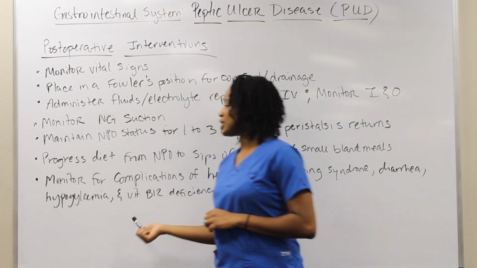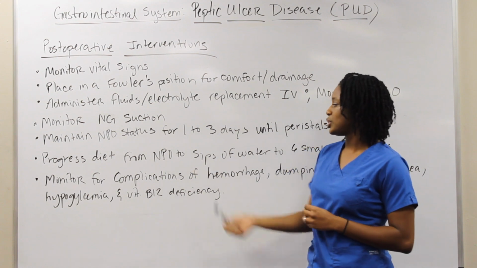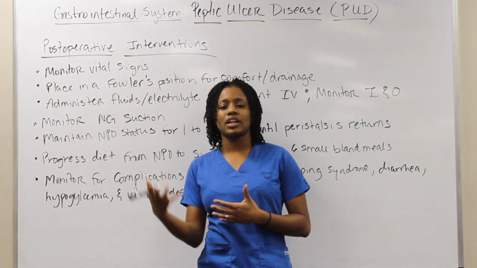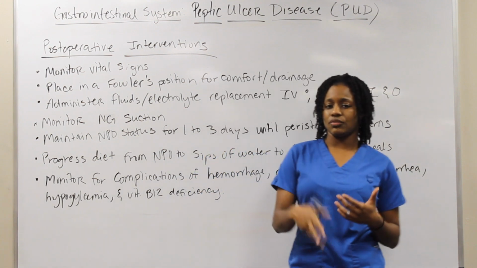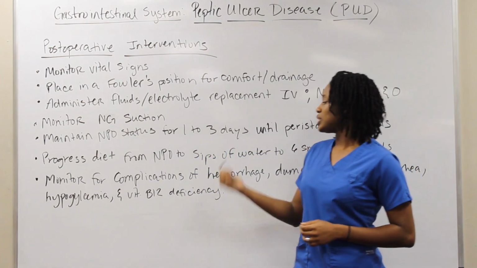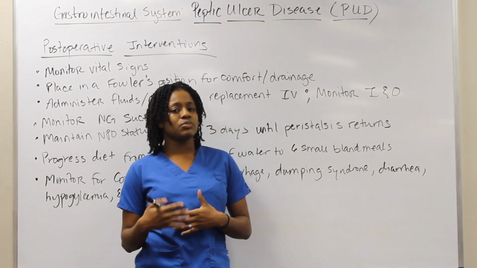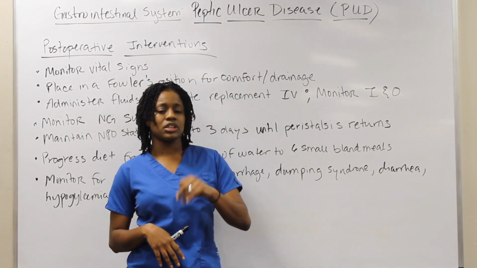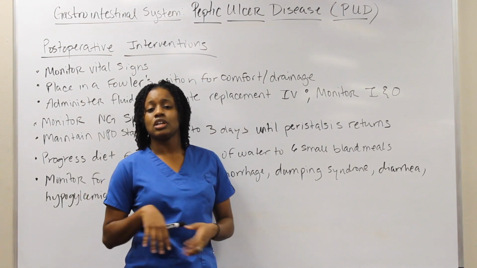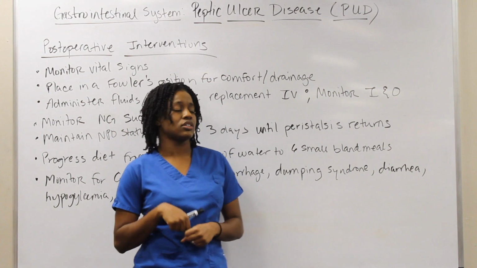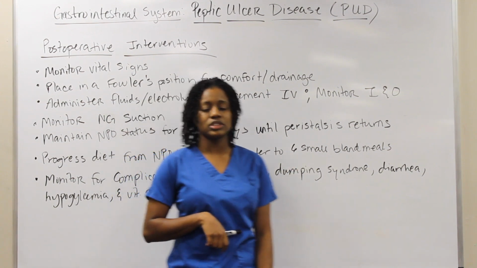Also, you want to progress their diet slowly, so they're going to go from NPO to sips of water, maybe a clear liquid diet, full liquid diet, and finally a bland diet, and so on until they're able to tolerate it. So you may see them on a bland diet. They'll try to get 6 small meals in. Some hospitals just have 3 times, breakfast, lunch, dinner. So you may want to save certain snacks off of the tray, or tell the patient to save certain snacks off of the tray, so that they can get their 6 meals in.